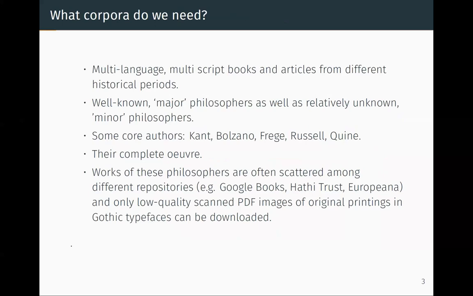And we study both major philosophers, very well-known ones, as well as minor ones. And some of them are, for example, Kant is very well-known, Bolzano already a bit less, Frege, Russell, and Quine. And ideally, we want to study all their works. If we want to know, for example, what is the concept of truth that Bolzano had, we want to be able to study all his works.